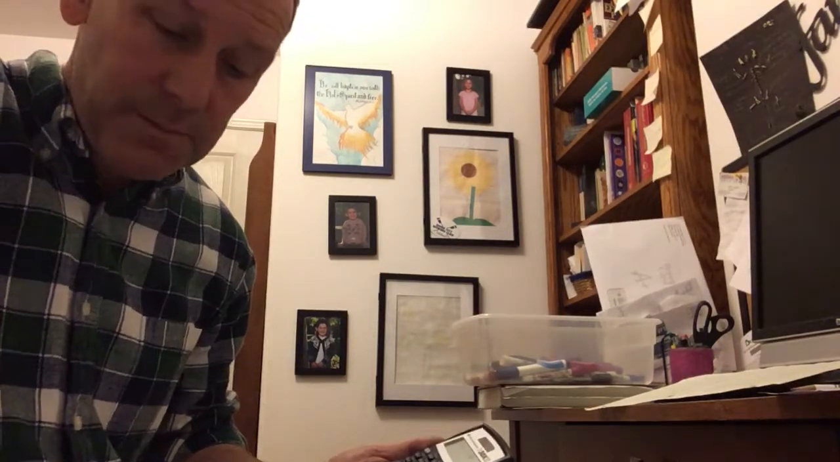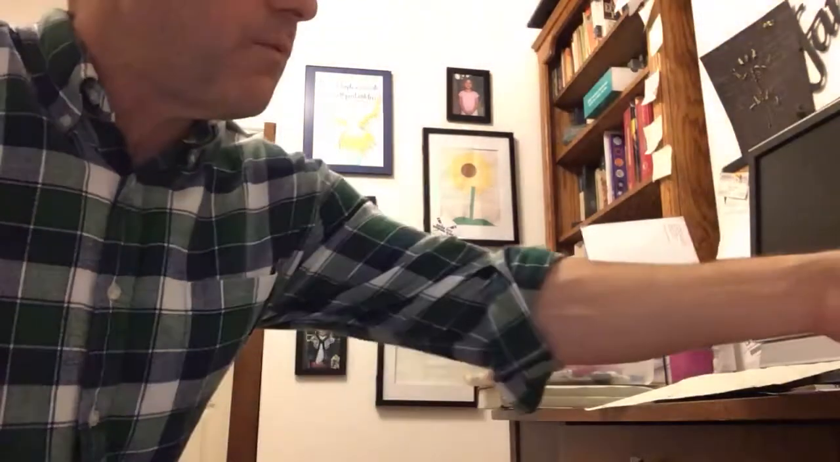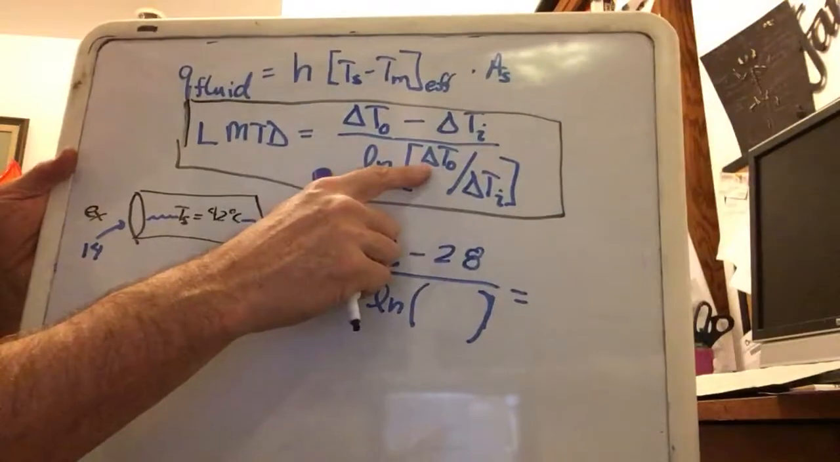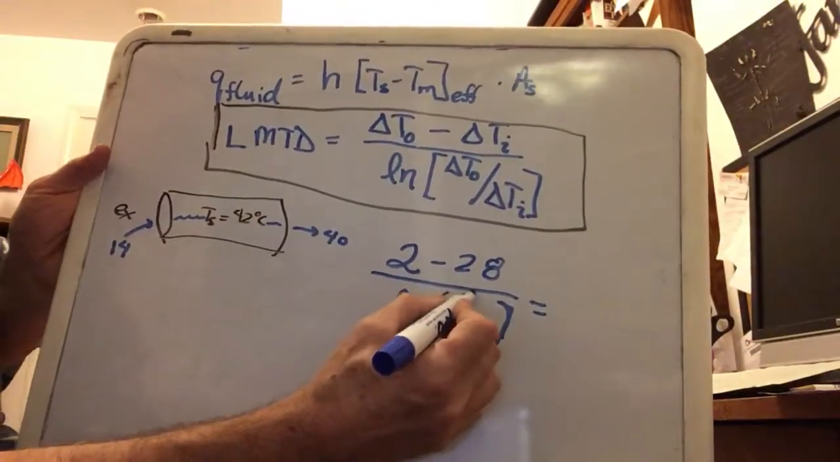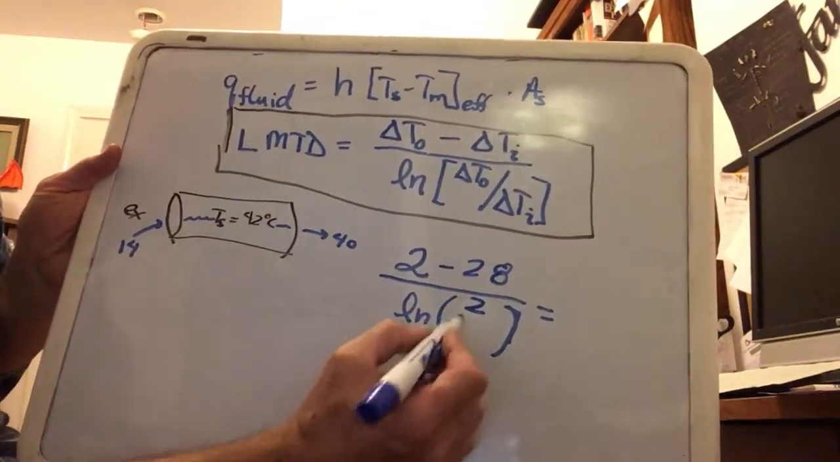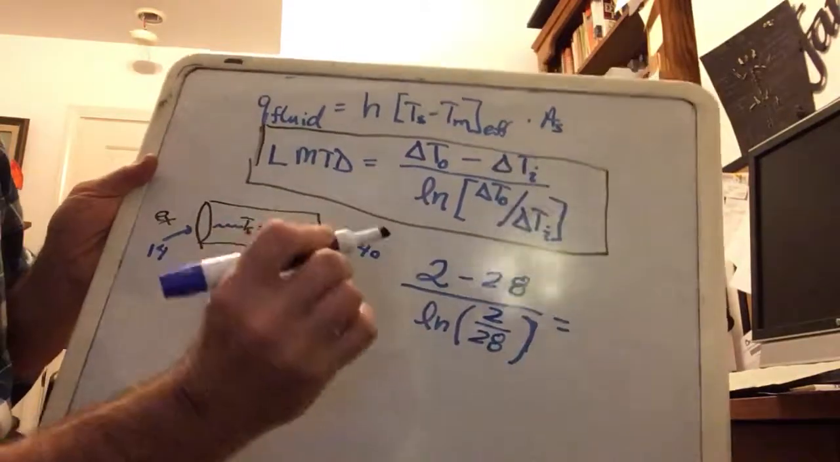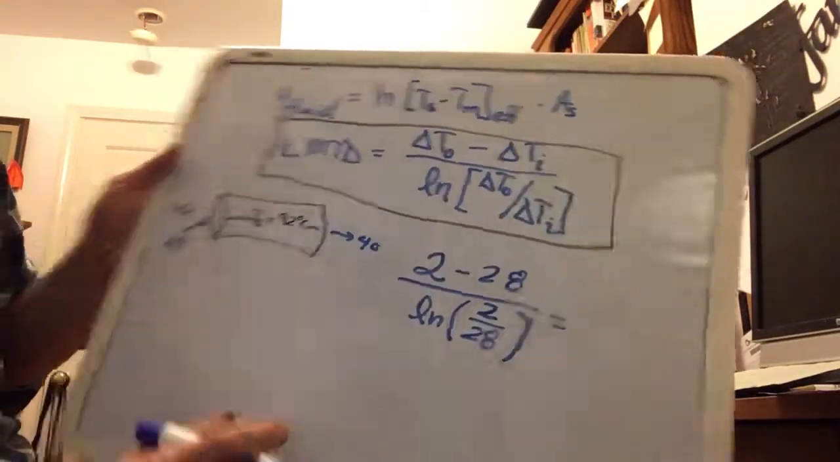Actually, can you hang on for just a second, please? Hopefully some of you caught it. I mixed up the denominator. The denominator should be delta TO over delta TI. So that should be LN of 2 over 28, where 2 is the outlet temperature difference and 28 is the inlet temperature difference. Sorry about that. Maybe make that change.